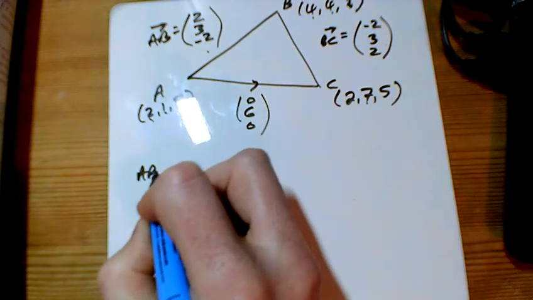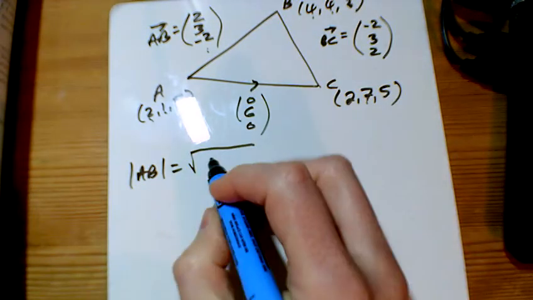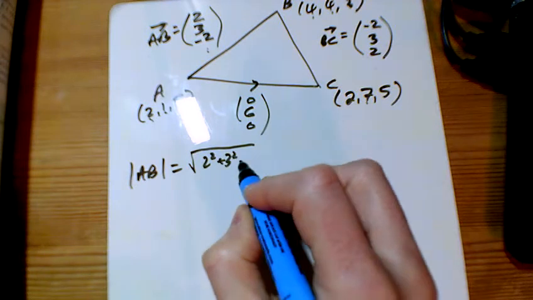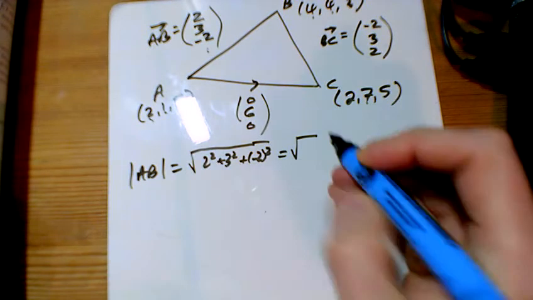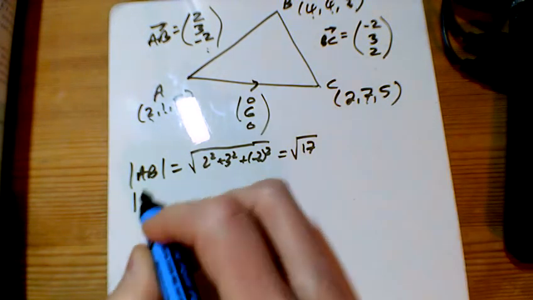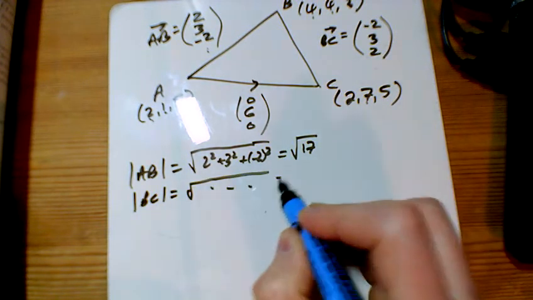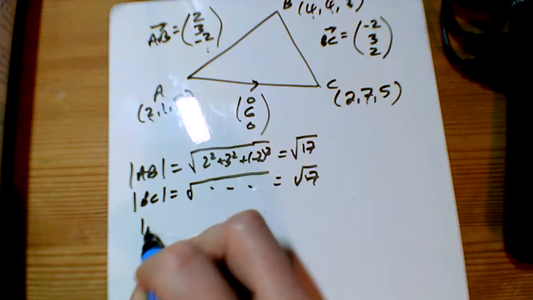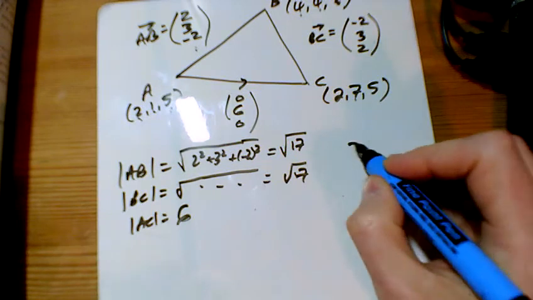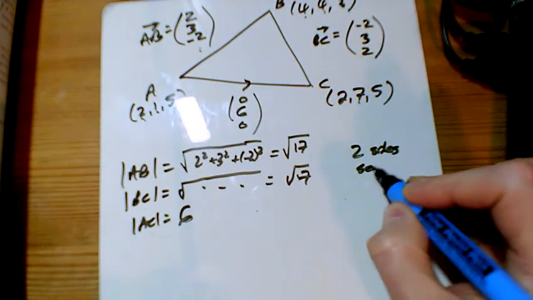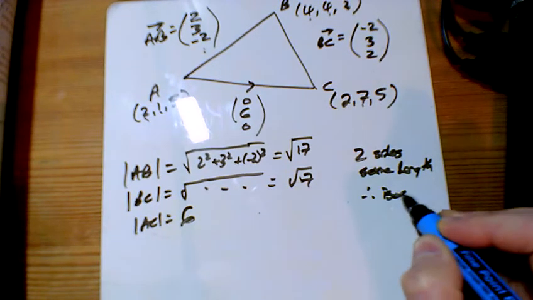So, look, to show it's isosceles, let's find out the length of A to B. The length of A to B is the square root of 2 squared and 3 squared and -2 squared. So I've got 9 and 8, 17. And the length of B to C is the same thing, isn't it? And the length of A to C is actually different, isn't it? This length here is clearly just 6. So two sides the same length, therefore isosceles.